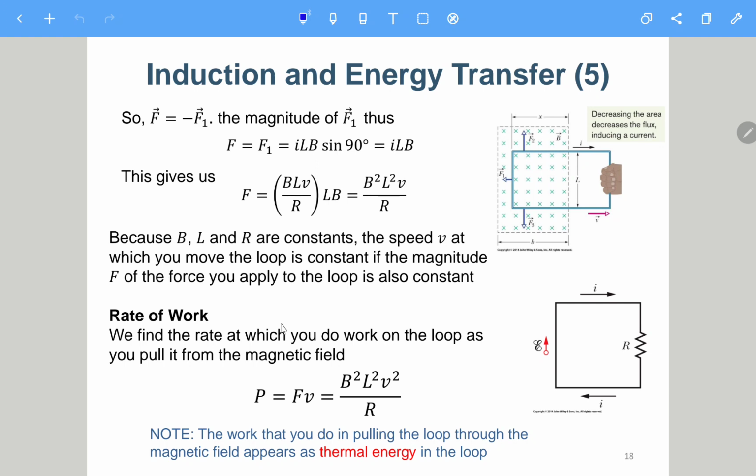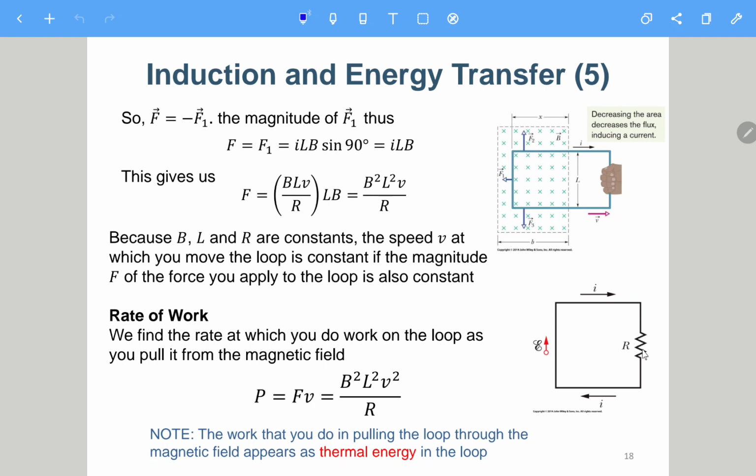And then finally, P equals FV. So we multiply this one by V, and we have B square, L square, V square over R. Okay, so this is actually the work done for this movement, the power due to this movement. Note the work that you do in pulling the loop through the magnetic field appears as thermal energy in the loop. Okay, so it becomes heat.